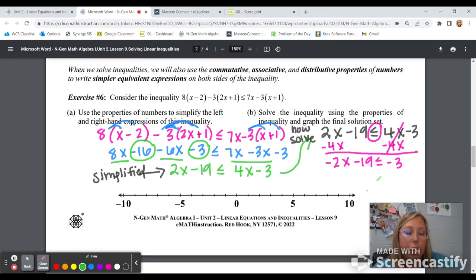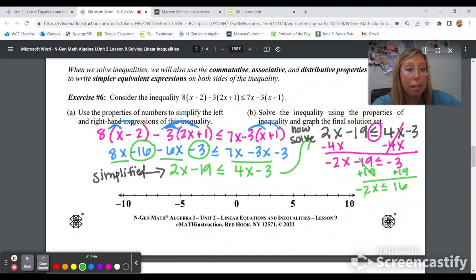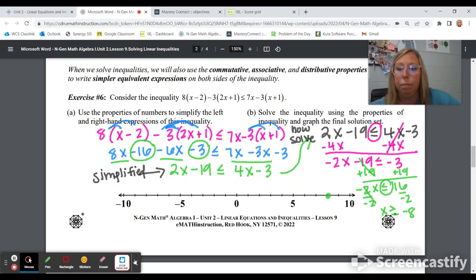Since I'm already talking to you, I'll go ahead and finish the problem. We're going to add 19 to both sides, and we'll get negative 2x is less than or equal to 16. You can see that we are about to divide by a negative 2. And remember what happens to your inequality sign when you divide by a negative. So x is now going to be greater than or equal to negative 8. Since we have that equal to, we're going to plot a closed circle on positive 8, or sorry, negative 8, not positive 8.